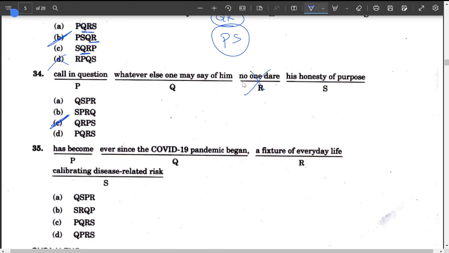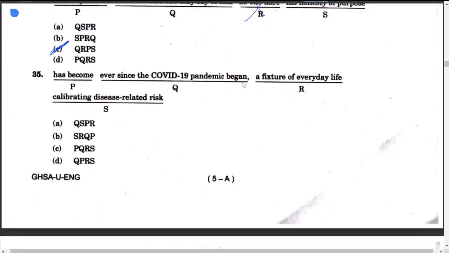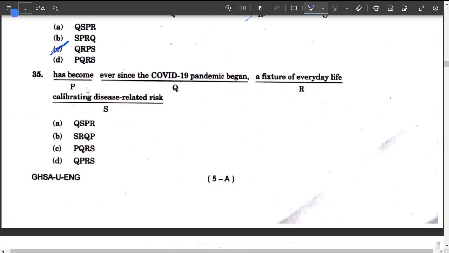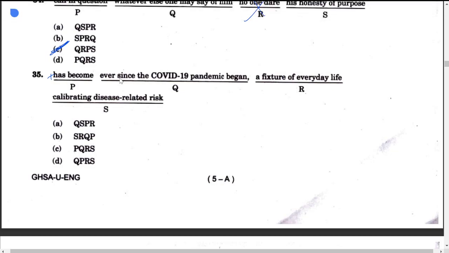Can be used, meaningful. Next, has become can never be used in the beginning. Before has, we must have a singular subject. Let us check for that. Okay, what can we use?